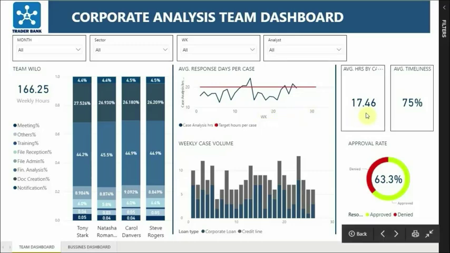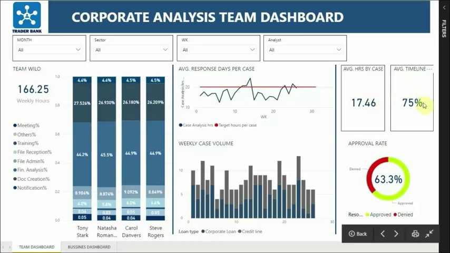Finally, on this part, we have three basic data points, which is the first one, the amount of hours that in average takes for an analyst to complete the analysis of one case.